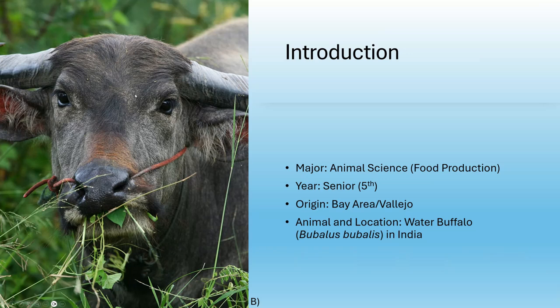Now, my background is with a major in animal science, specifically in food production. I am a senior, and this is my fifth year, hoping to graduate next year. My origin is from the Bay Area, or more specifically, Vallejo, which doesn't really have much agriculture, but we still have a few things here and there. And then the animal I chose was the water buffalo, and specifically in India.